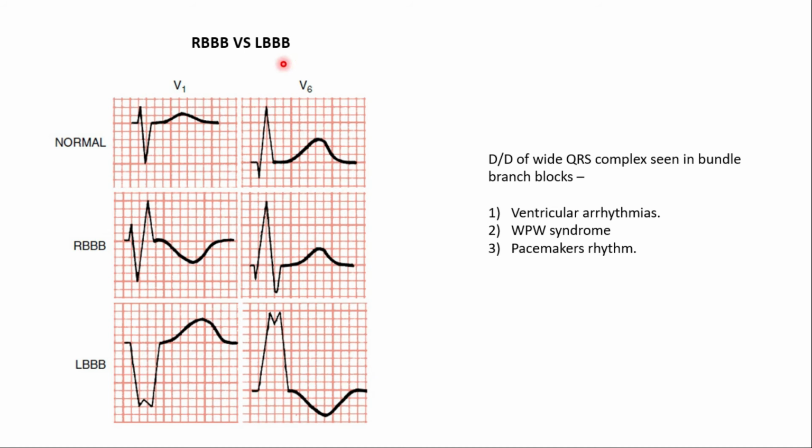Now this is how we can differentiate between right bundle branch block and left bundle branch block. We can see here the RSR pattern, okay, and we can see here QRS pattern, okay, in V6, and we can see wide QS complex and wide R complex in V1 and V6 respectively, with the typical notching feature that is seen in left bundle branch block.